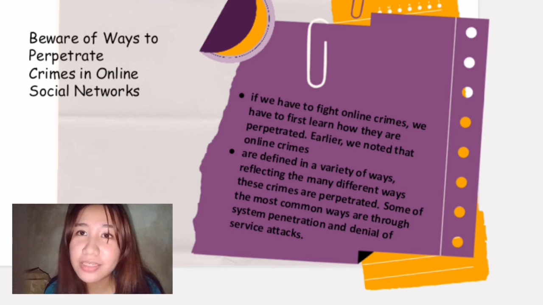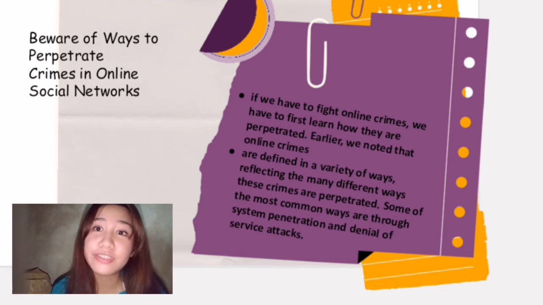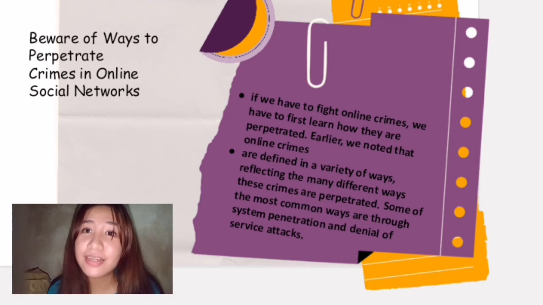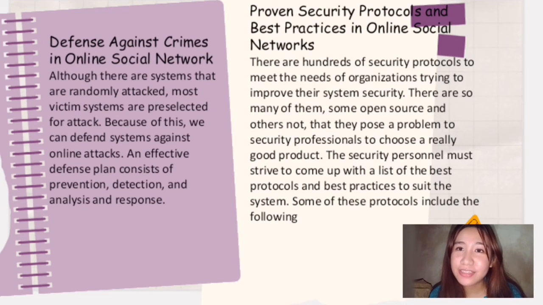So beware of ways to perpetrate crimes in online social networks. If we have to fight online crimes, we have to first learn how they are perpetrated. Earlier, we noted that online crimes are defined in a variety of ways, reflecting the many different ways these crimes are perpetrated. Some of the most common ways are through system penetration and denial of service attacks. Defense against crimes in online social networks: although there are systems that are randomly attacked, most victim systems are pre-selected for attack. Because of this, we can defend a system against online attacks.